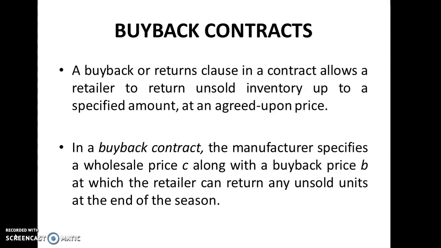So, in a buyback contract, the manufacturer specifies a wholesale price C along with a buyback price B at which the retailer can return any unsold units at the end of the season. That means they will supply at the wholesale price C, but at the same time they will specify that if due to any reasons the product is not sold or not in usable condition, we will get back the products at the price of B. Mostly B will be lesser than C.